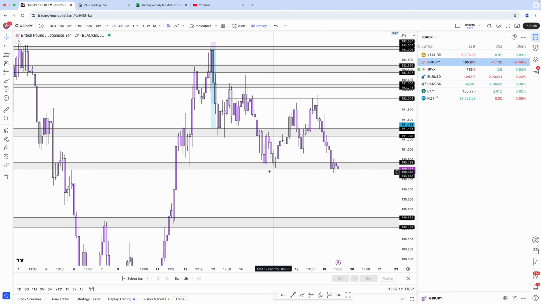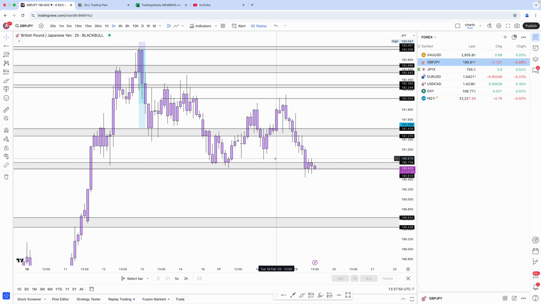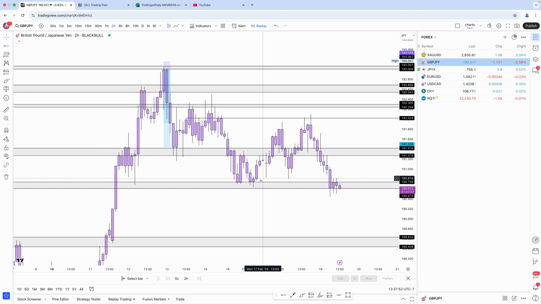So you're basically just watching how they're reacting to that specific zone and then entering at the zone and the number. Do you see how we're not entering on any candlestick pattern or chart pattern or any of that? We're just focusing on structure and price.